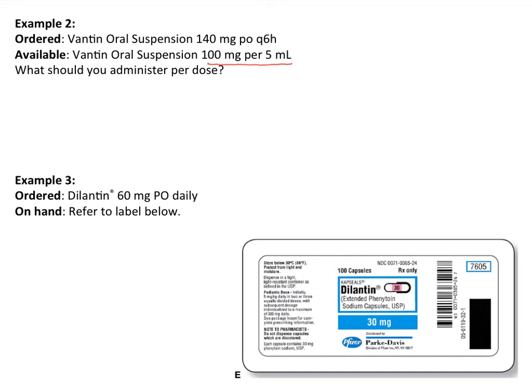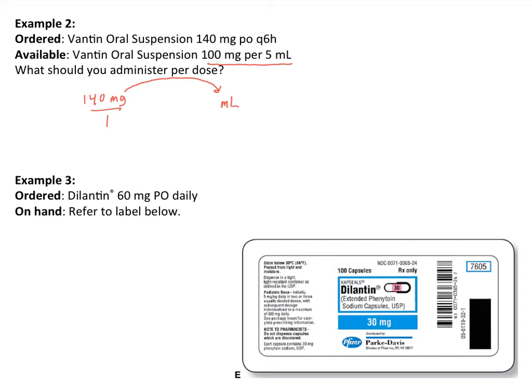So I'm starting with a number of milligrams the patient must receive. The patient must receive 140 milligrams. But what are you actually going to be giving the patient? It looks like I'm going to be giving them an amount of milliliters, right? This looks like something you would pour into a teaspoon or a tablespoon or a medicine cup, and that's what I need to convert to.